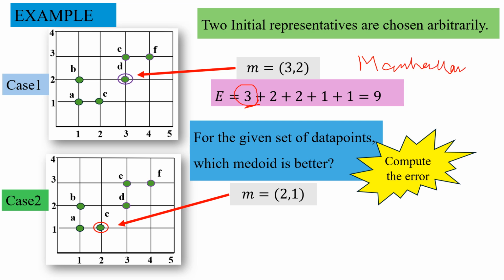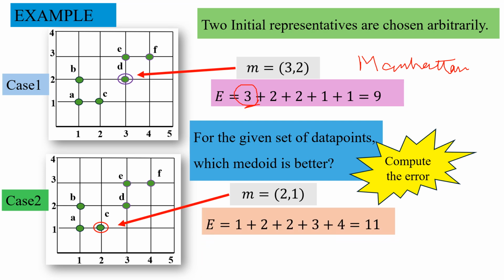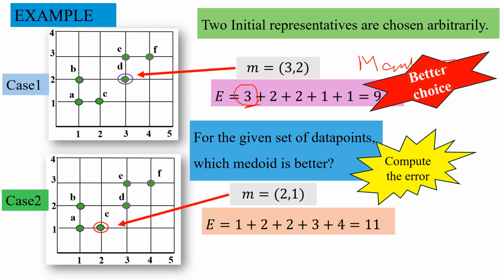All these are given. We could use other distance measures, but Manhattan has been used here. So we get the error for the first medoid, and for the second one we get 11. Which means since we want to minimize the error, or this function E, this is a better choice. The first choice of medoid for this particular set of data points gives us lesser error. So this is a more representative point than C.